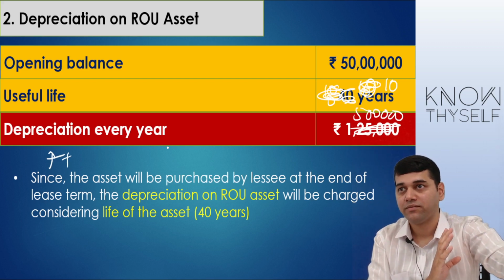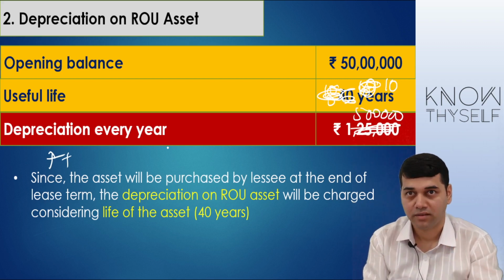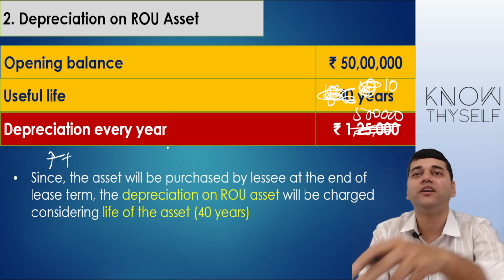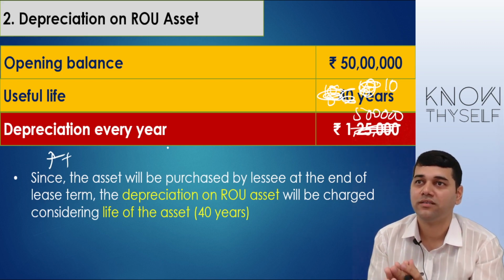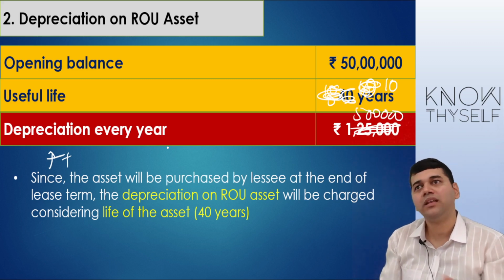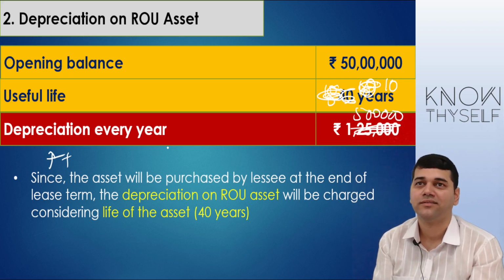So, if there is a purchase option, but they are certain that they will not exercise it, then you are going to life or term, whichever is earlier. That is also there. Option is there, but I am not sure. I am not going to buy. Then life or term, whichever is earlier. Clear?